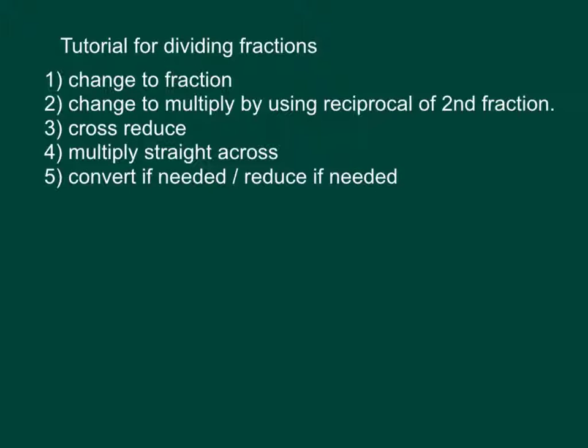Step 3, we cross-reduce, very similar to multiplying, because now we've changed it to a multiply problem, so it's the same as multiplying fractions. Cross-reduce, multiply straight across. Convert if needed, if it's an improper fraction, an upside down snowman, we've got to convert it by doing bottom into top. Remainder is the numerator, and reduce if needed. So let's take a look at some examples of how this looks.